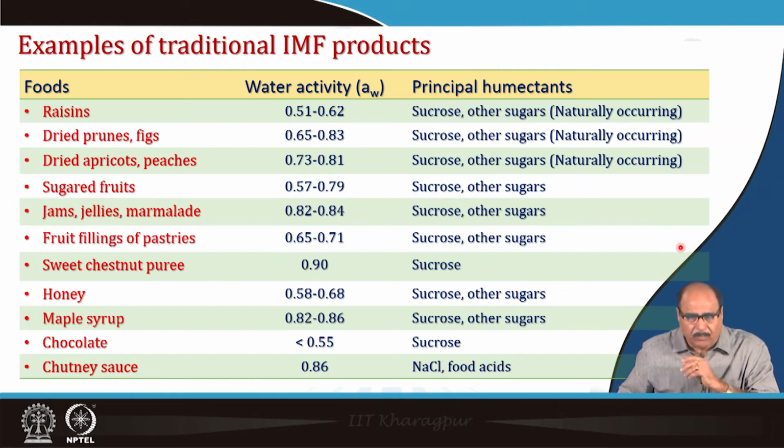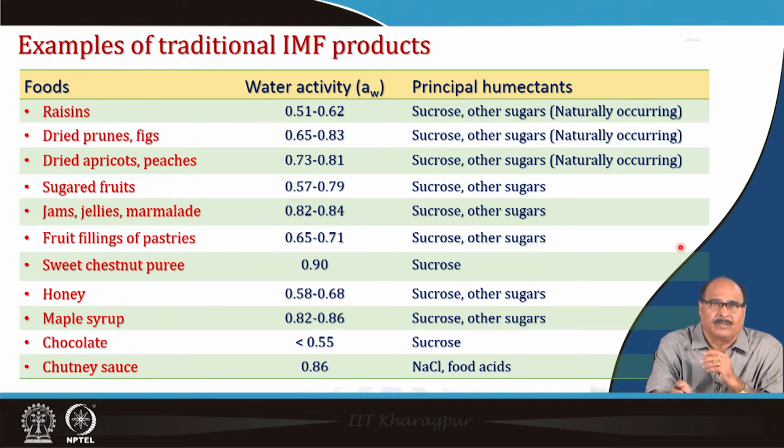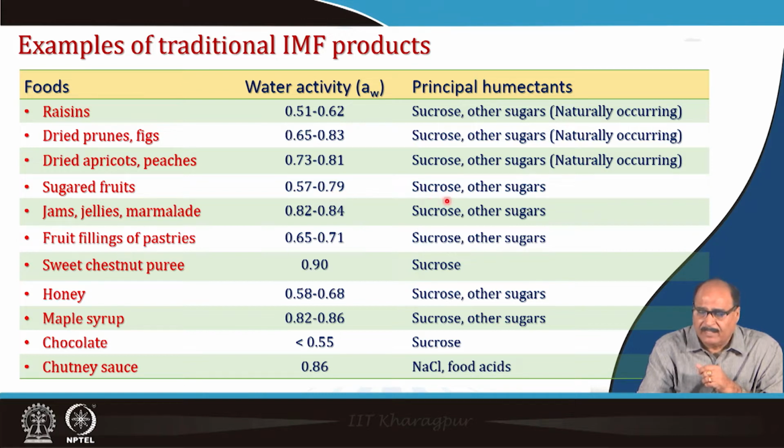Then examples of traditional intermediate moisture food products, particularly of fruit and vegetable origin, their water activity ranges and the principal humectants are shown there. For example, sugared fruits have a water activity between 0.57 and 0.79, with sucrose or other sugars. Honey is also considered an intermediate moisture food. Its water activity is 0.58 to 0.68. Here sucrose or other sugars may be present.